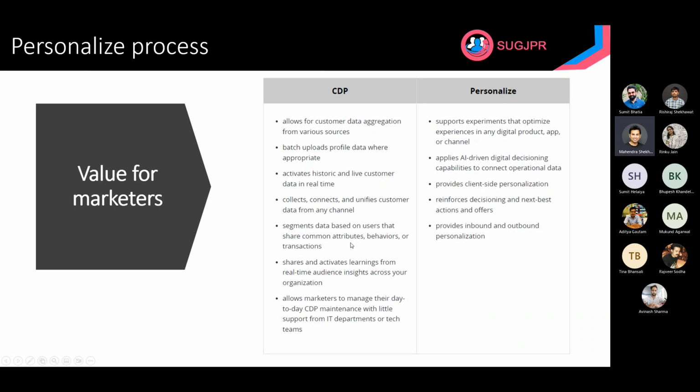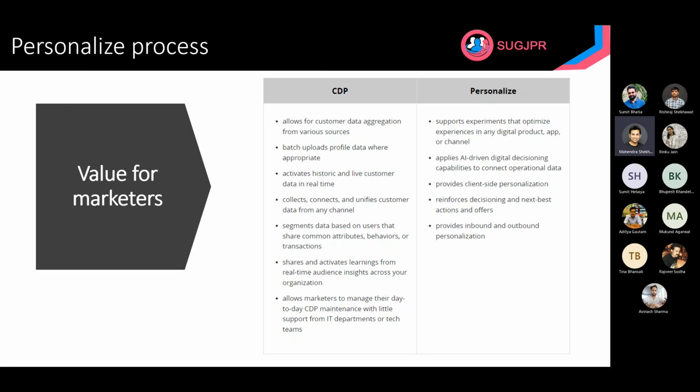For example, if you like the brand Nike, you can have a segment where you can create all the customers who basically like the Nike brand or Puma brand. Then it shares the activated learning from real-time audience insight across your organization. It allows marketers to manage their day-to-day CDP maintenance with little support from the IT department or tech team. Then personalize basically supports experiments that optimize the experience in any digital product. It could be an app or any other channel.